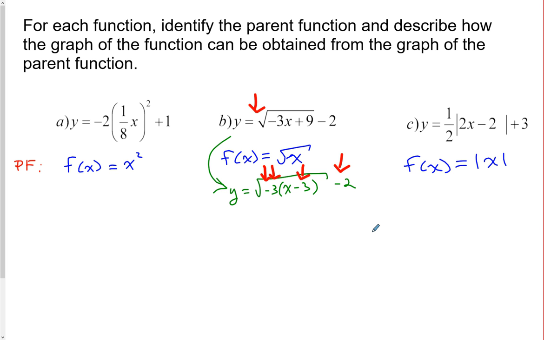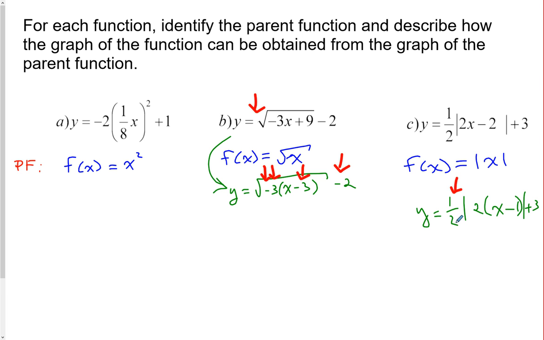Okay, my last one, I've also got to do a factor on this one. Got to factor something in the brackets, so we'll say y equals 1/2. I can factor out a 2 and say x minus 1. So what are we doing here? We're multiplying all of our y values by 1/2. That's the same as dividing by 2. So a vertical compression by a factor of 2 or a vertical compression by a factor of 1/2.